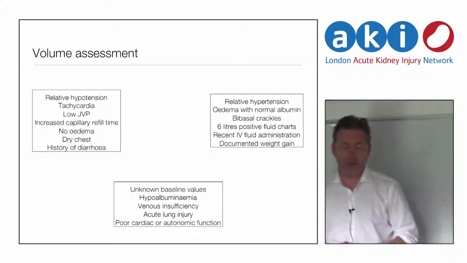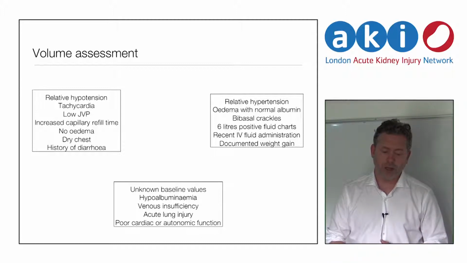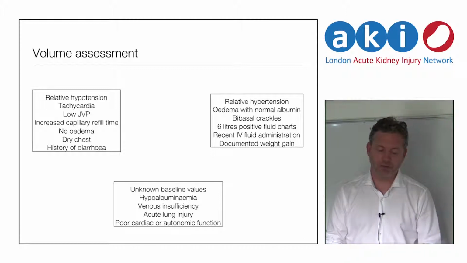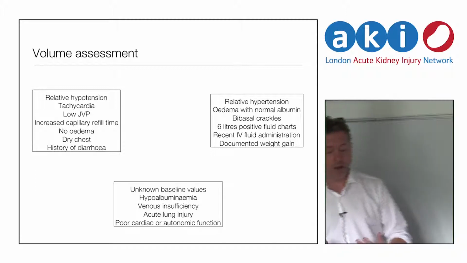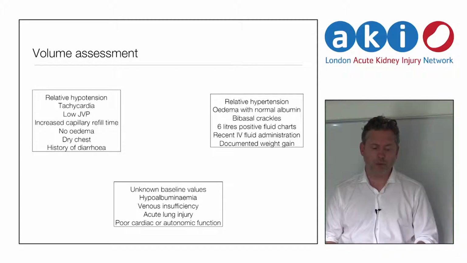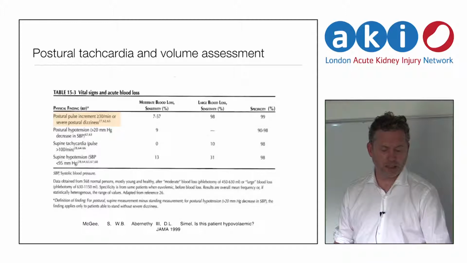Sometimes, of course, it is more challenging. We may have unknown baseline physiological values. We may have a low serum albumin, which might result in non-hydrostatic edema. We may have venous insufficiency, which results in edema. We may have acute lung injury, pulmonary edema that is not related to cardiac failure or volume overload, or we may indeed have poor cardiac autonomic function. So it confuses orthostatic and absolute values and responses to fluid challenges.